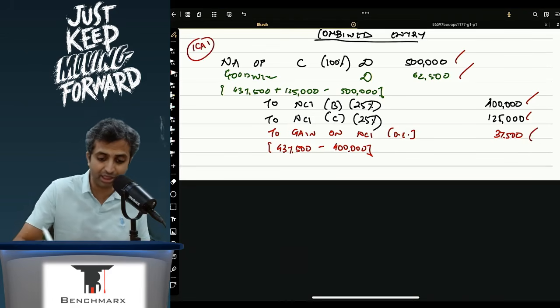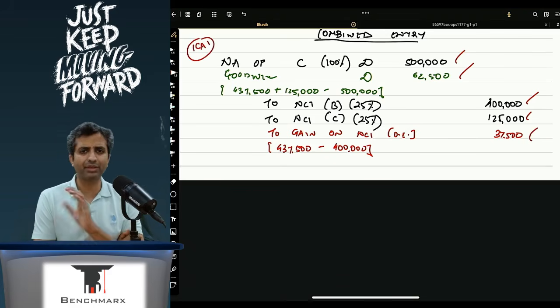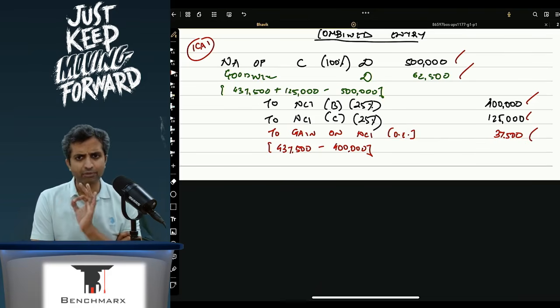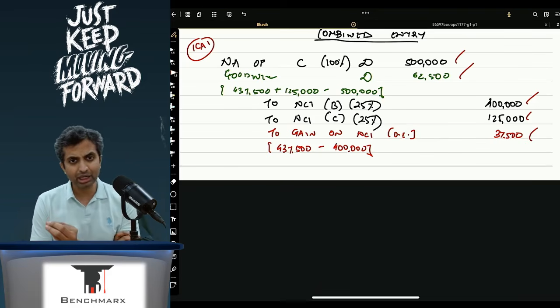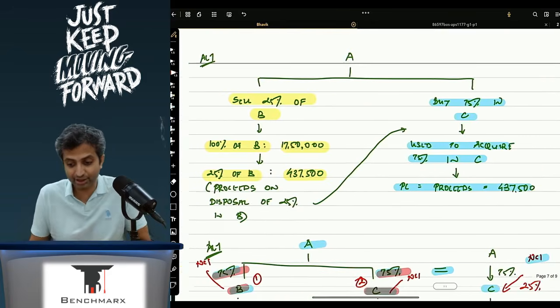It has passed a single combined entry, but maybe this might be a little tricky for you. So we have given you two separate entries which ultimately result in the same conclusion. They have not even asked you to pass a journal entry. You want to find a gain or loss. Goodwill is 62,500, gain or loss is 37,500, and that's it. The solution ends.